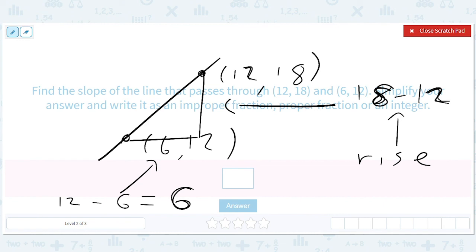So this would be rise is 6, run is 6. So rise over run is what slope is. Right? So in this case, the slope would be 1.